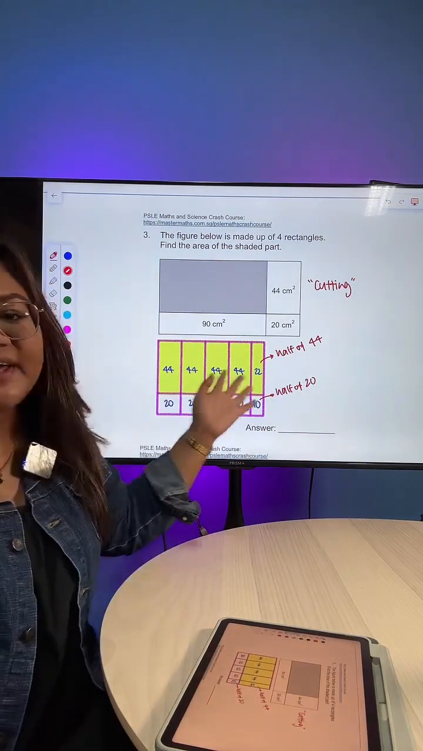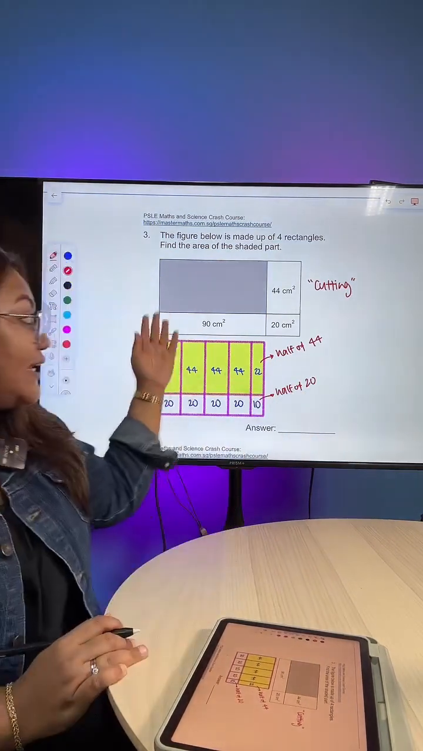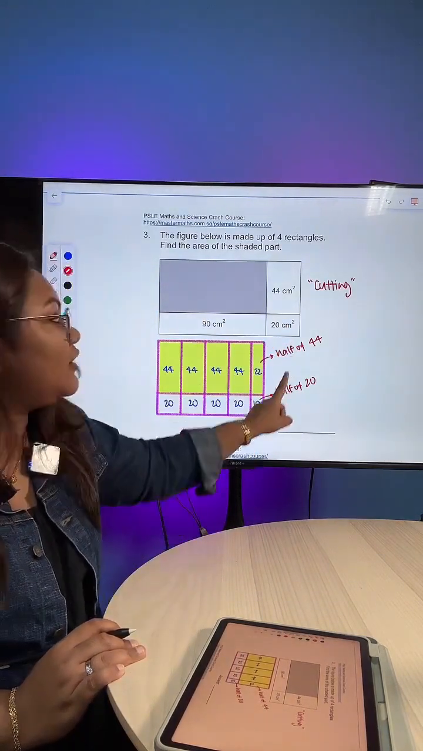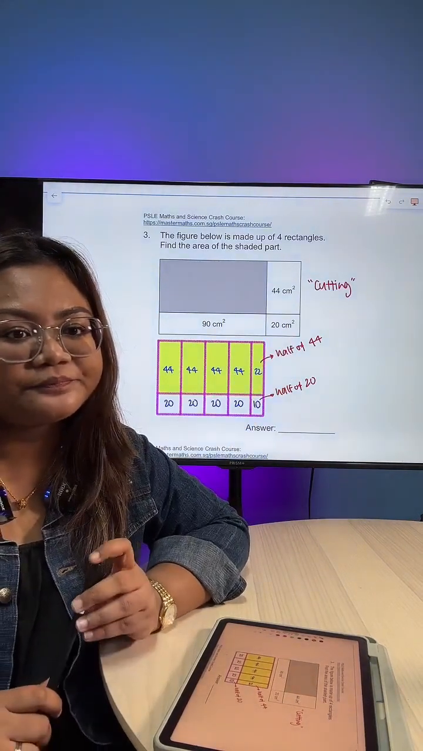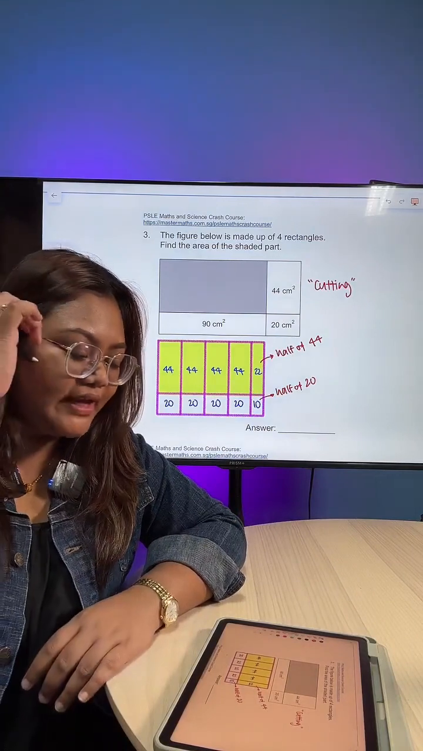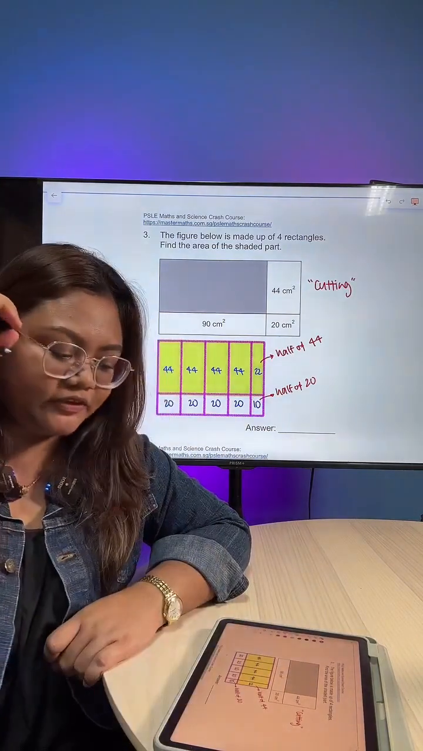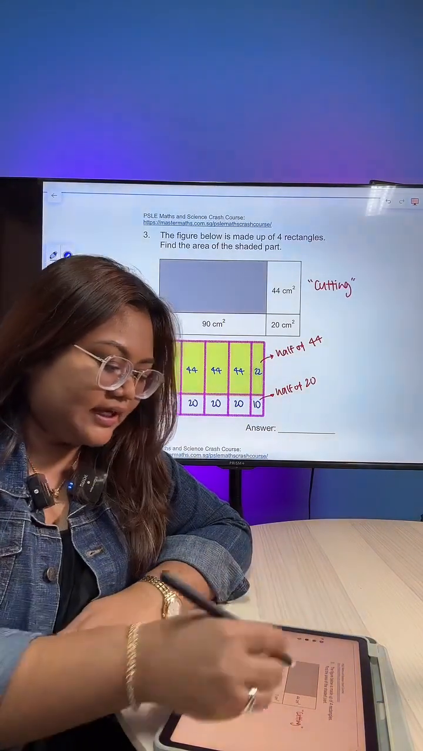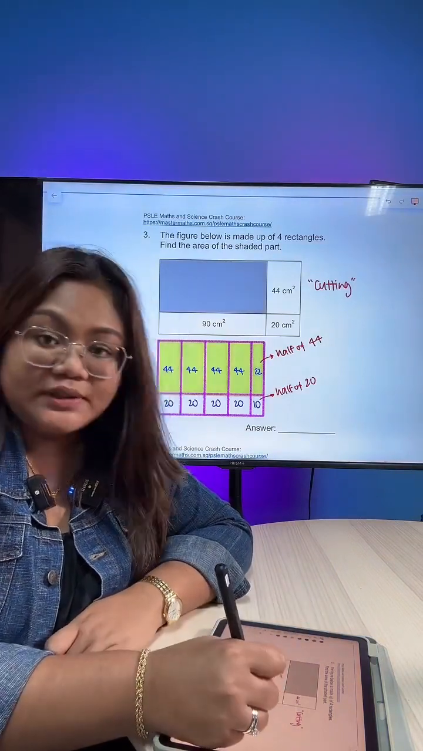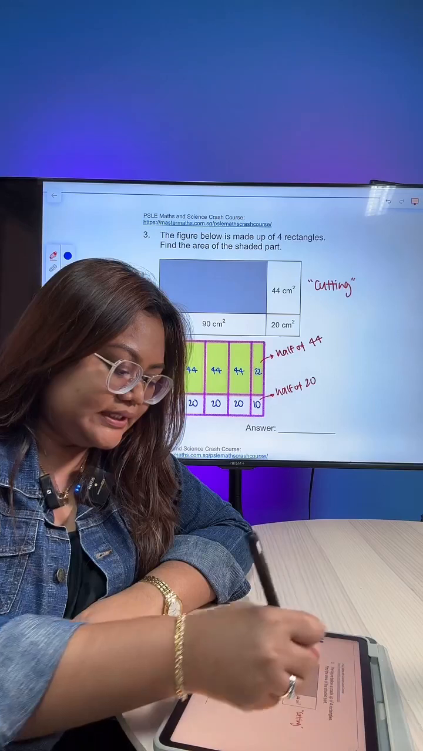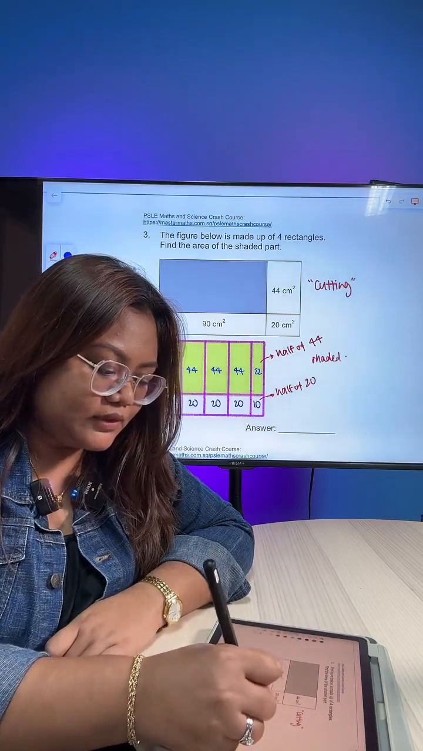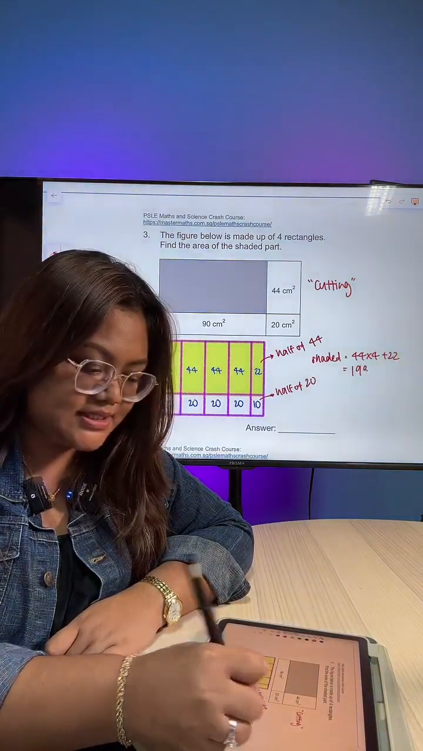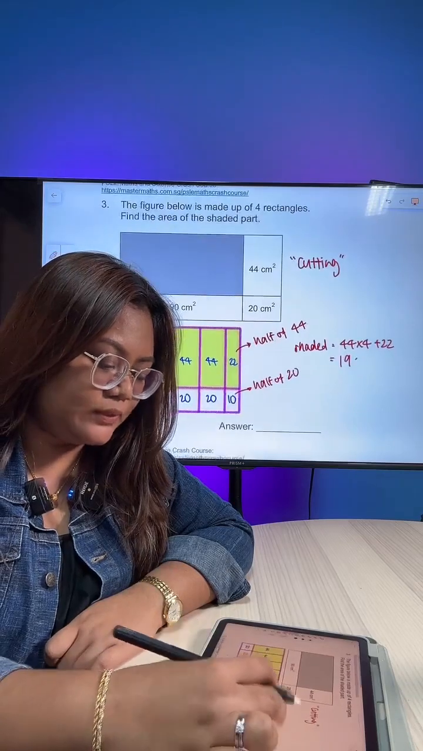So realize this question actually, right? You don't need to look for length and breadth. You just cut. You realize, hey, I got 4 sets of what I already have, plus half a set of what I have. Okay? Alright, so to find the shaded area, you just add up 44 plus 44 plus 44 plus 44 plus another 22. Got it? So the final answer would be, let me write it down here. 44 times 4 plus 22 to give us 198. Okay, the final answer is 198.